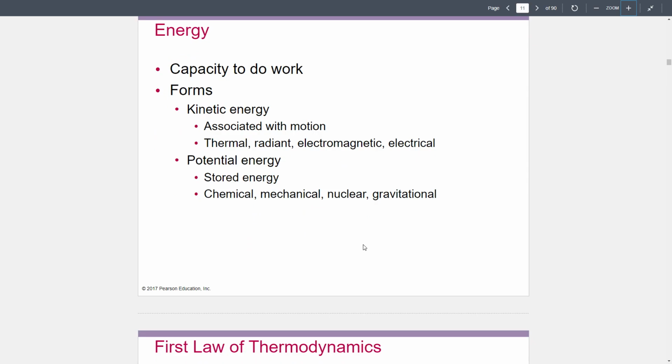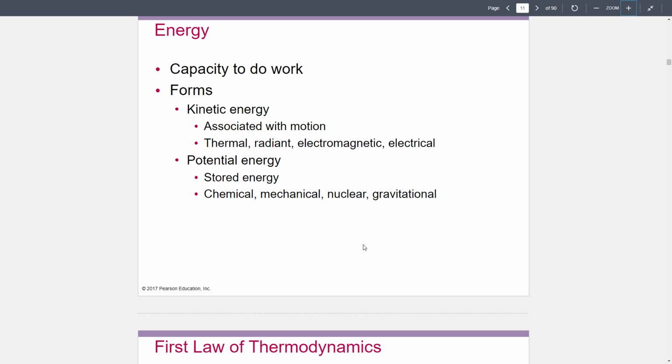All right. What is energy? Why do we care about it? Energy is the capacity to do work. It comes in 2 varieties, kinetic and potential. Kinetic energy is associated with motion, so think doing. Things like thermal energy, radiant energy, electromagnetic, electrical, those are all associated with doing.